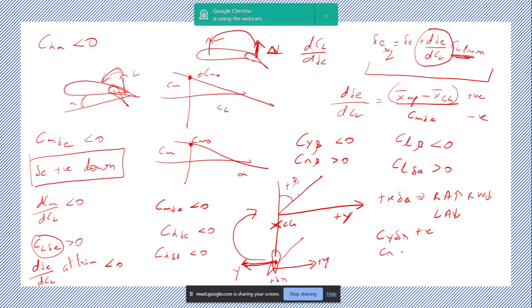Correct. Now what about Cn delta R? That is the yawing moment for a positive rudder deflection. This rudder deflection produces a positive y. What yawing motion does positive y produce? Yes, negative. So I think we have covered all of those derivatives.